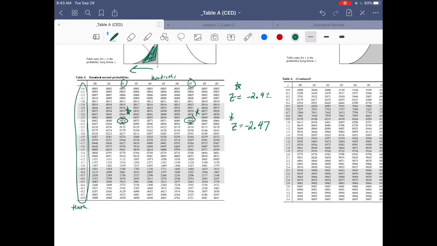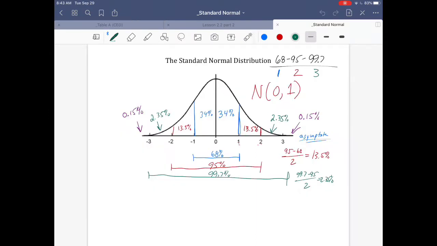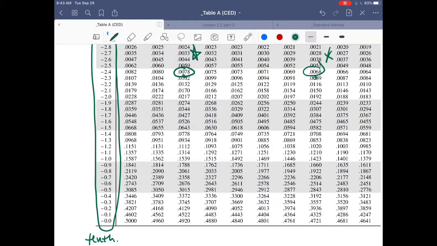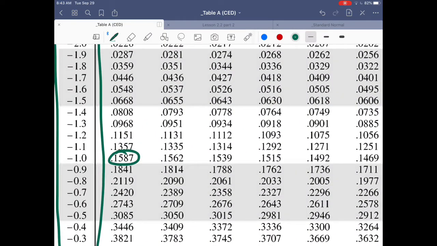So let's think about this for a second. Going back to standard normal, what is the area to the left of negative 1? It's 13.5 plus 2.35 plus this. In other words, it is 16, right? 16% is to the left of 1 standard deviation below the mean. Let's make sure that that's the case. Negative 1.0 standard deviations, this number looks an awful lot like 16%.